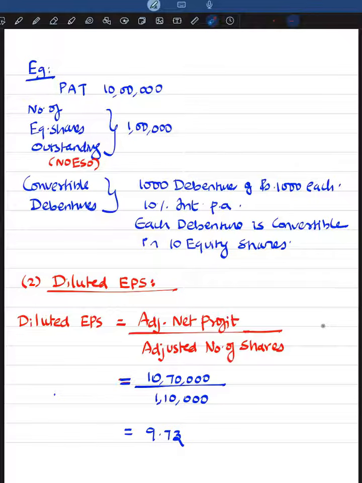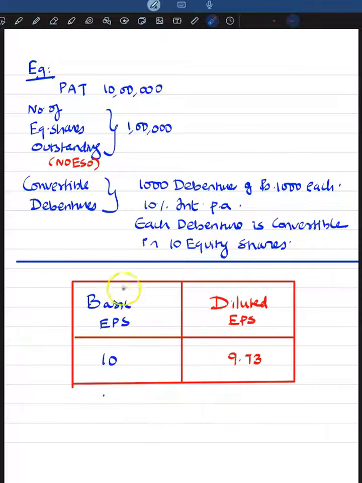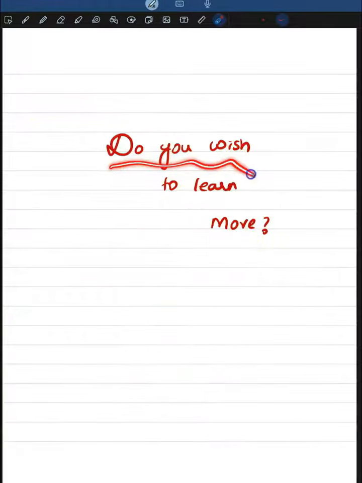And let's now calculate the diluted EPS, which is adjusted net profit of 10 lakh 70,000, which we already calculated, and adjusted number of shares, which is 1 lakh 10,000, and the diluted EPS is 9.73. So look at here. The basic EPS was 10 and diluted EPS is 9.73, and the message is if those holders are going to exercise their option of converting their debt into equity, then the dilution in EPS will be from 10 to 9.73.